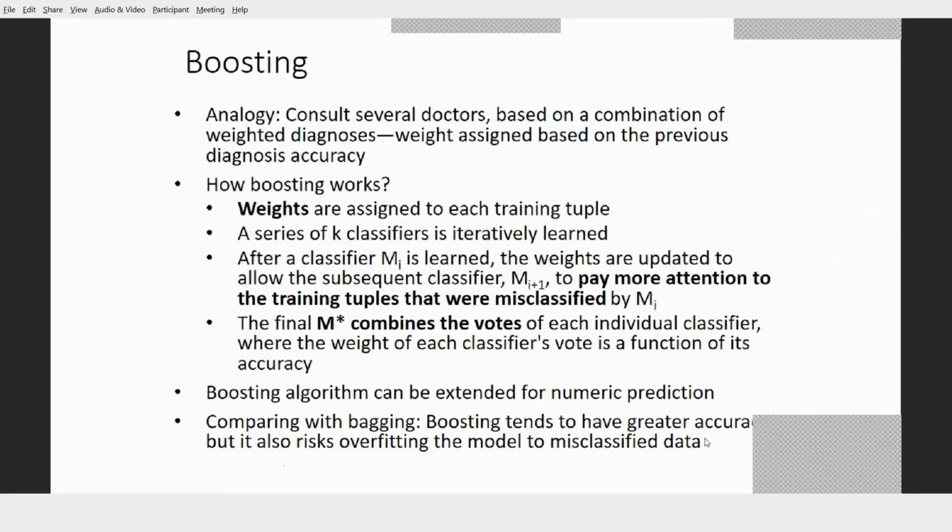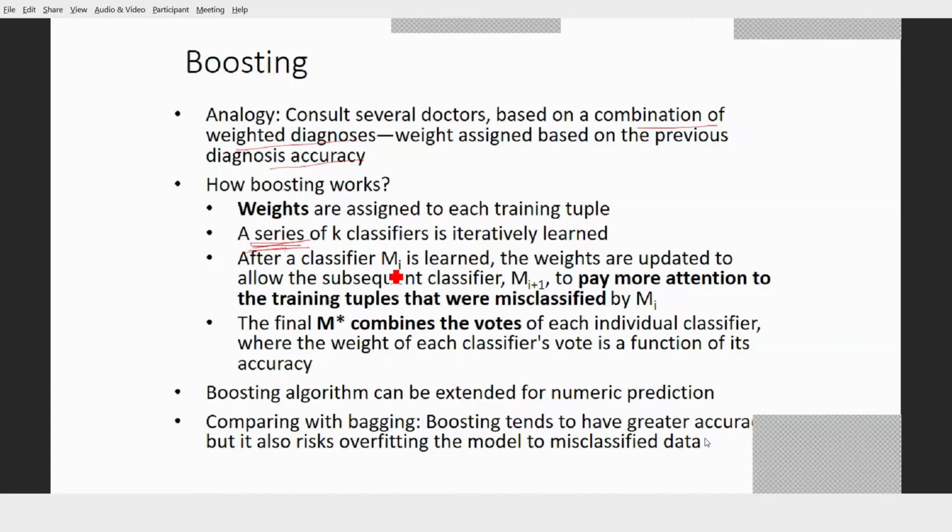Okay. Now boosting, the boosting analogy: consult several doctors, based on a combination of weighted diagnoses, right? The weight is assigned based on the previous diagnosis accuracy. So how does it work? The weights are reassigned to each training tuple. A series of K classifiers is iteratively learned. Now you can see here a series. Please pay attention to this word. A series of K classifiers is iteratively learned.